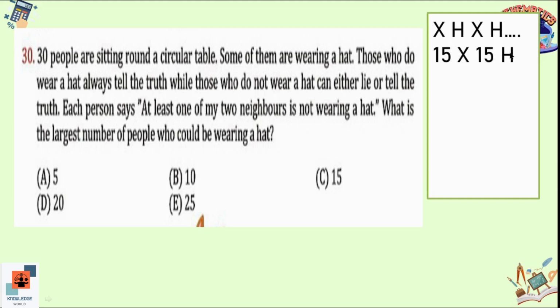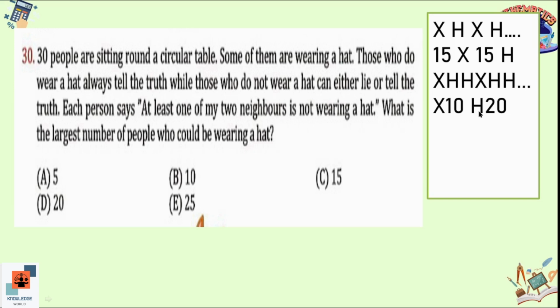Now let's make another combination here. First person is not wearing a hat, but the next two persons are wearing a hat. Then similarly, the next person is not wearing it and the next two persons are wearing it. So on. So here, out of 30, 10 persons are not wearing a hat and 20 will be wearing the hat.